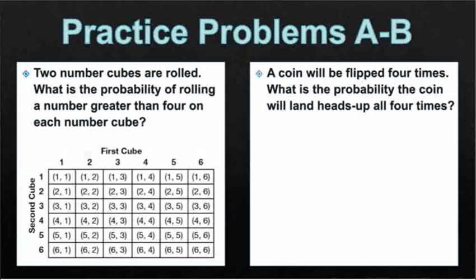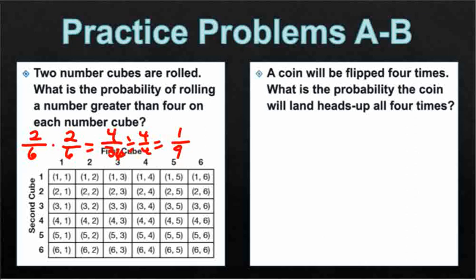Next one, 2 number cubes are rolled. What is the probability of rolling a number greater than 4 on each number cube? So the first number cube, greater than 4, there are 2 numbers out of the 6 that are greater than 4. The second one, there's 2 also greater than 4, so 2 out of 6. If I were to multiply those together, I would get 4 out of 36, which reduced by 4/4 would give us 1 out of 9. So that would be the probability of rolling a number greater than 4 on each number cube.